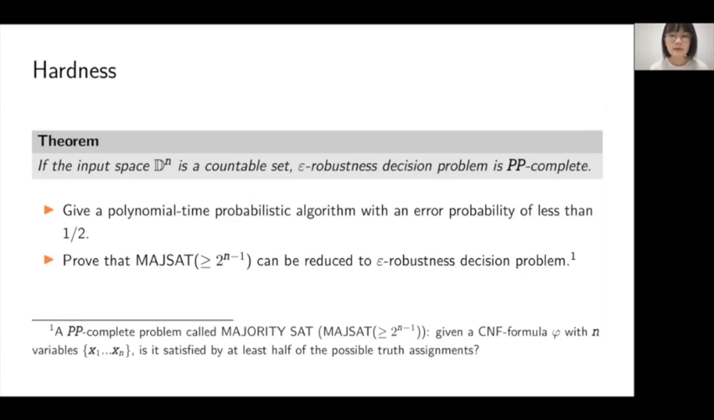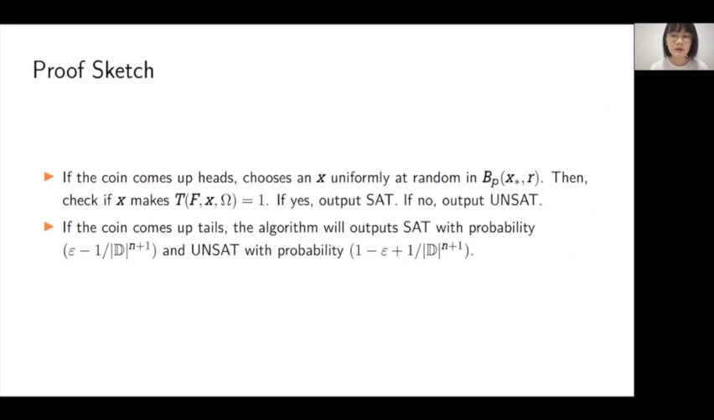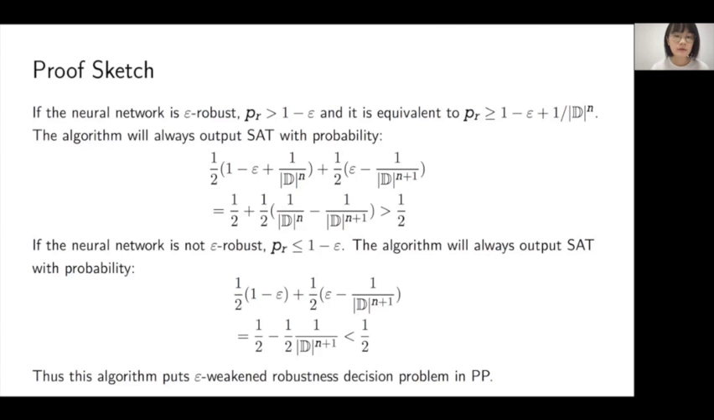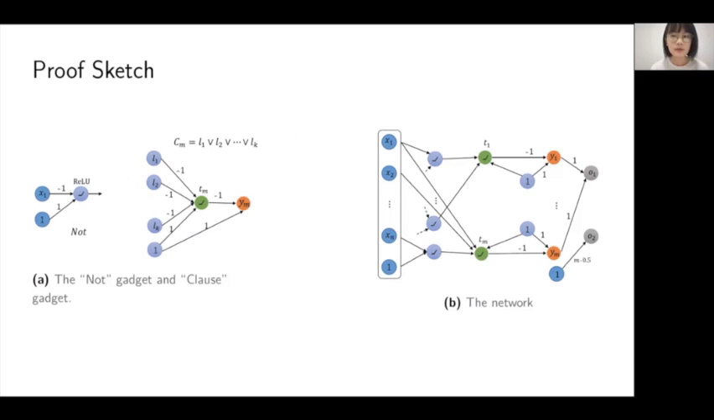We can prove that the epsilon robustness decision problem is PP-complete. The proof sketch is here. First, we should give a polynomial time probabilistic algorithm with an error rate less than 1/2. Then we reduce the MAJSAT problem to the epsilon robustness decision problem. This is a polynomial time probabilistic algorithm with an error rate less than 1/2. This is the proof. This is a diagram about how to reduce MAJSAT to the epsilon robustness decision problem. We use ReLU activation to simulate the NOT gadget and the OR clause.